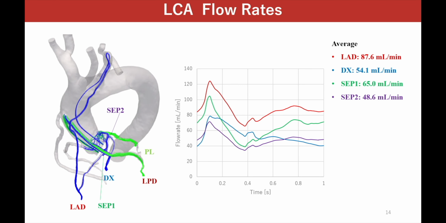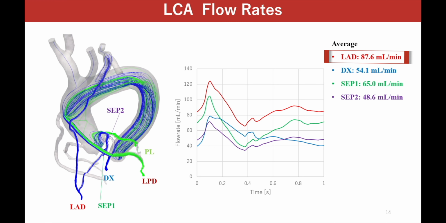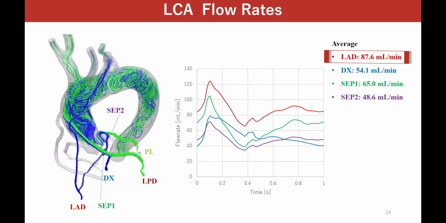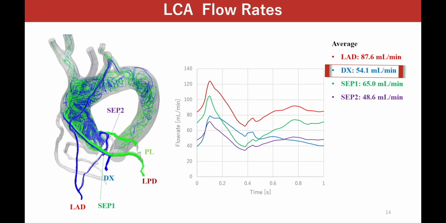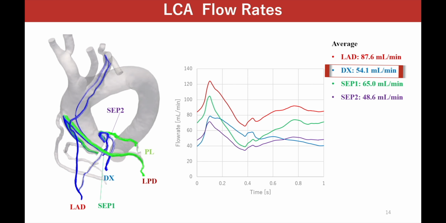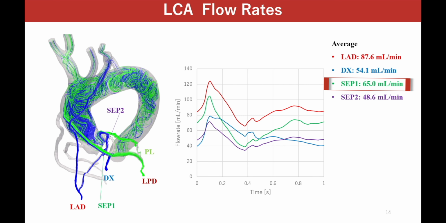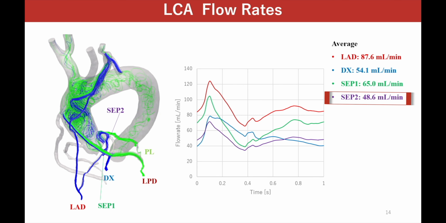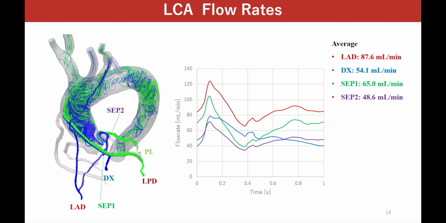In the left coronary arteries, 4 different measurements were made. The left anterior descending artery, the largest coronary artery, has an average flow rate of 87.6 milliliters per minute. The diagonal artery had a flow rate of 54.1 milliliters per minute. The first septal perforator artery, 65 milliliters per minute, and the second perforator artery, 48.6 milliliters per minute. The overall shape of the graph is similar to the right coronary artery's graph.